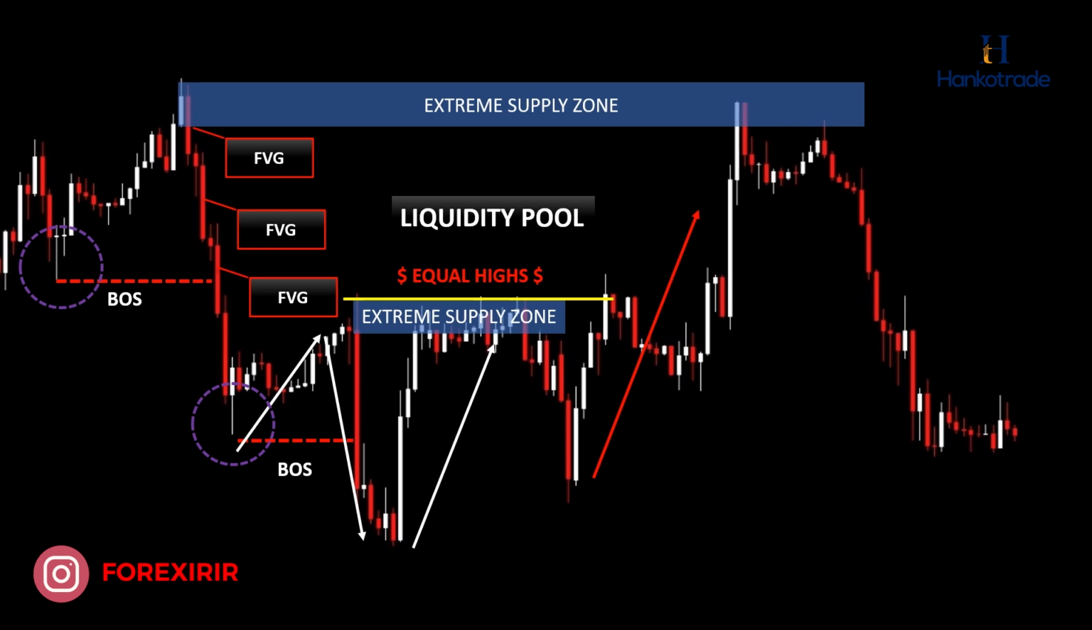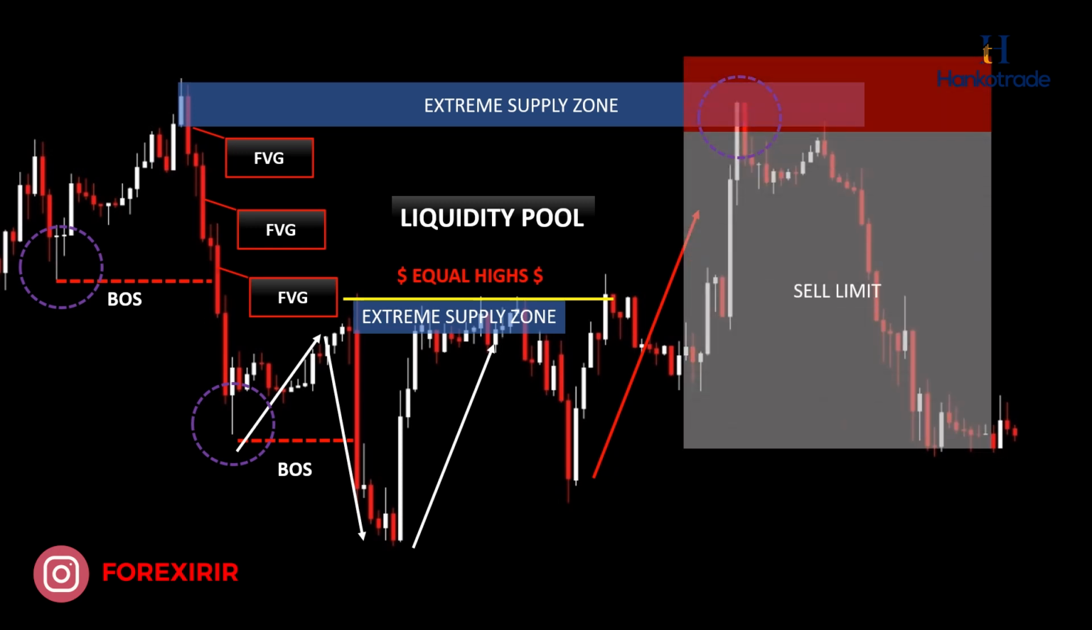Now the only thing left to do is wait for the price to enter the extreme supply zone, at which point we can set up an entry based on the various entry models explained in our previous episodes, following the smart money concepts. For example, we could employ the aggressive entry model by placing a sell limit order at the lowest point of the supply area.